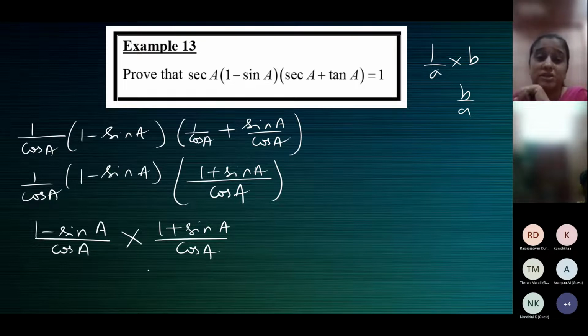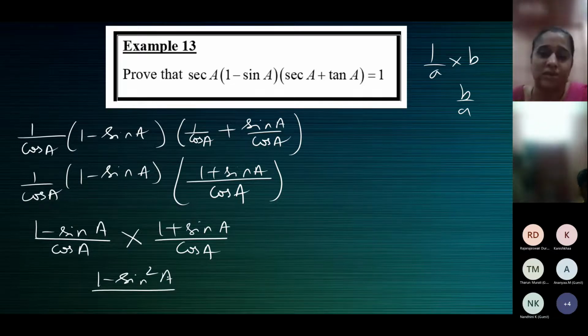Now this is multiplication. It's not common denominator cos A. Common denominator is only when it's addition or subtraction. This is multiplication, so multiply the numerators and multiply the denominators. 1 minus sine A into 1 plus sine A gives 1 minus sine square A, because A plus B into A minus B is A square minus B square, divided by cos A into cos A, which is cos square A.